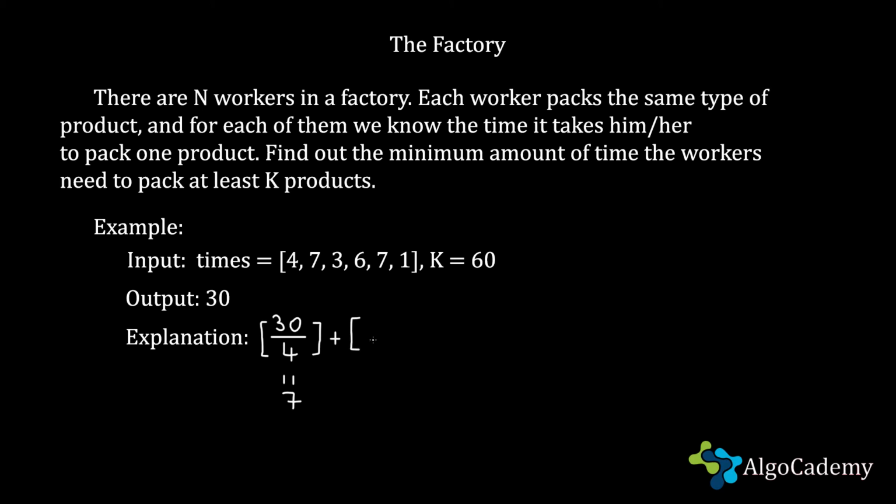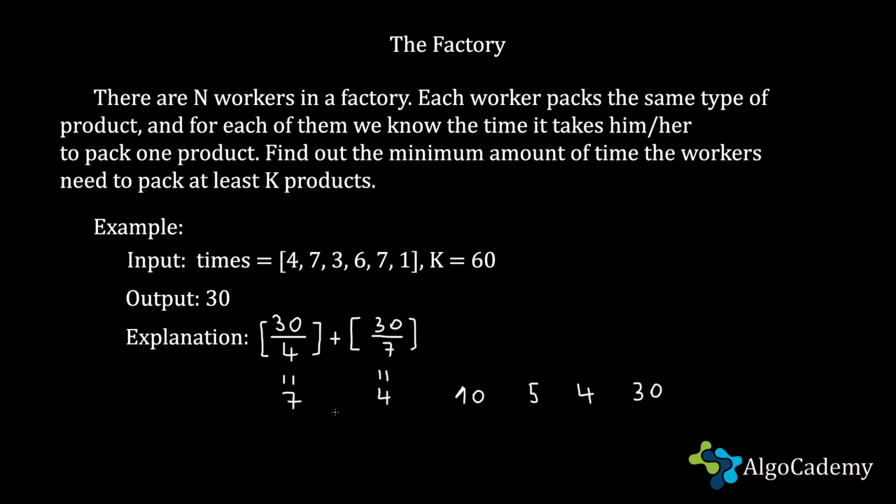Then the second one, 30 divided by 7. Integer part of that is, of course, 4. Then, third one, 30 divided by 3. Integer part of that is, of course, 10. 30 divided by 6. Integer part of that is 5. 30 divided by 7. Integer part of that is 4. And for the last worker, 30 divided by 1. Integer part of that is 30.